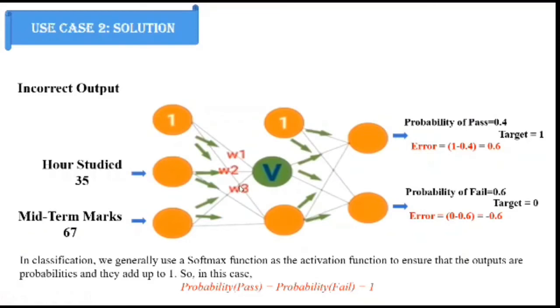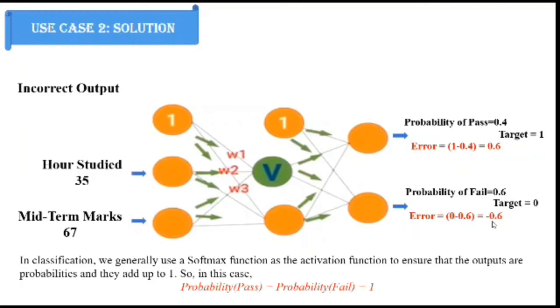In forward propagation, we have predicted the values here. The prediction for this node comes out to be 0.4, and for this node it comes out to be 0.6. But the actual result for this output is 1 and for this one is 0. So the difference for this output node comes out to be 0.6, and for this output node the difference comes to be minus 0.6. So there is an error in prediction.